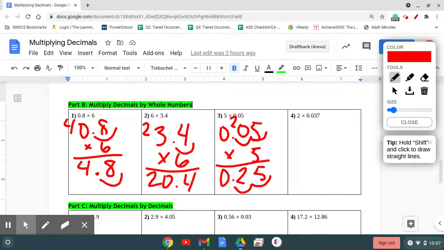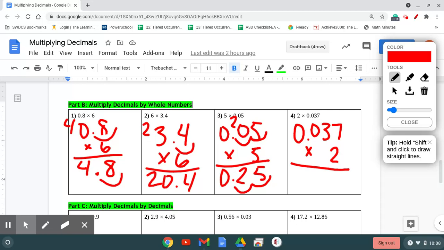All right, number 4, let's set it up together, and then you're going to solve this one on your own. So we have 0.037 going on top because it has the most digits. It's the longest number. Times 2 on bottom. And then go ahead and multiply on your own. Solve this one by yourself.